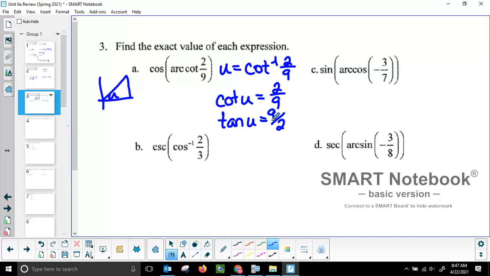So tangent, according to SOHCAHTOA, is opposite over adjacent. Then I do a squared plus b squared equals c squared. A lot of you were still messing that up on the last test, and I emphasized it so many times on the review and in class.